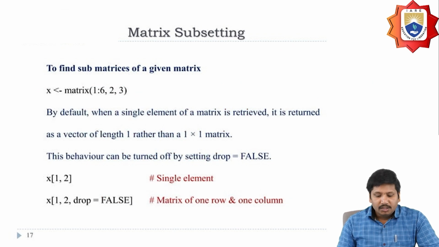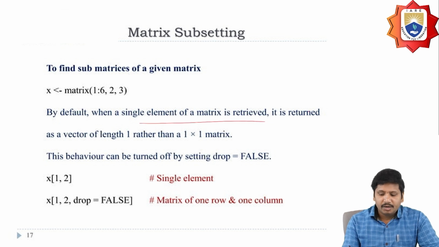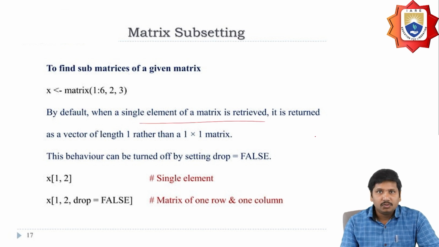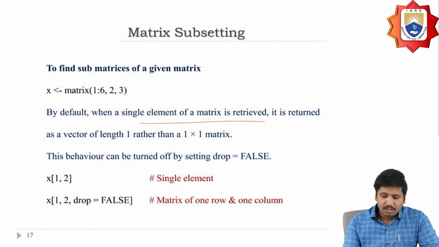So in order to find the submatrices of the given matrix, by default a single element of the matrix is returned as a literal, a vector of length 1, rather than a 1 by 1 matrix. In order to turn off this behavior, I have to set drop equal to FALSE. So x of 1 comma 2 returns a single element.